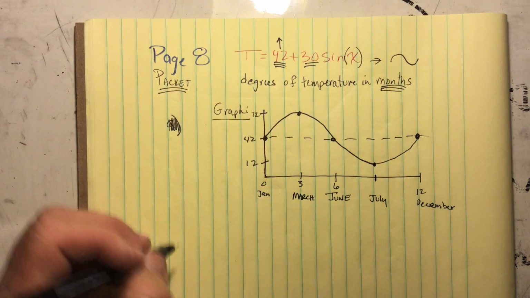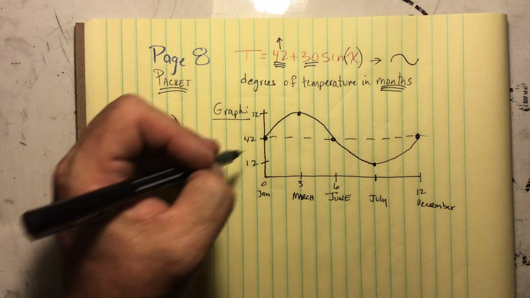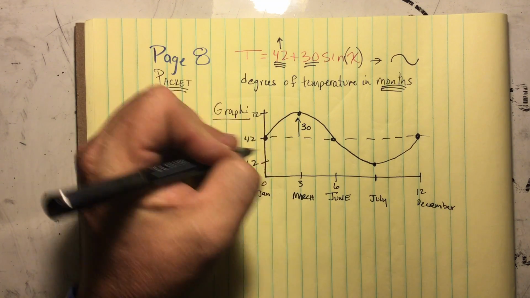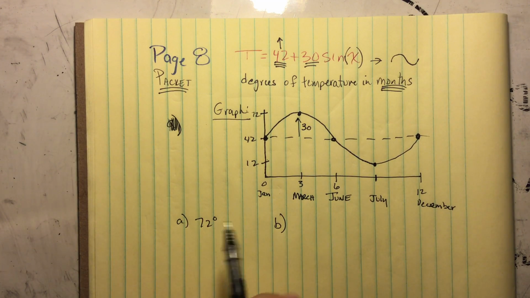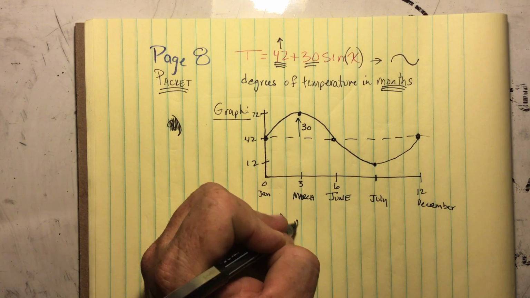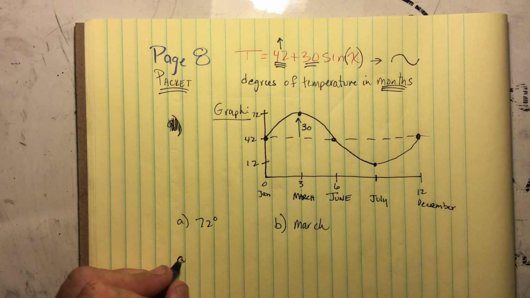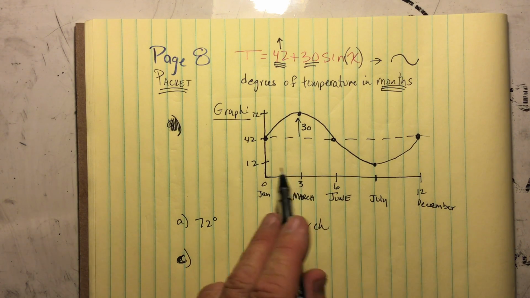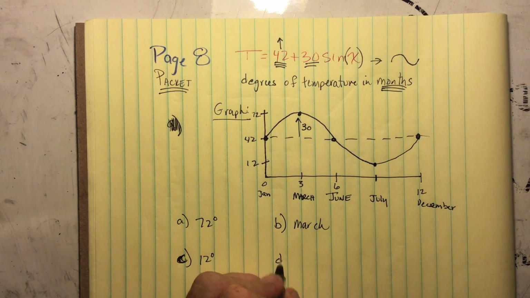So if we look at this and we ask ourselves, A, what is the highest monthly temperature? It's going to be right here, which is 30 degrees higher than the midline, so that's going to be 72 degrees. If we ask ourselves, B, what month does the highest temperature occur? According to this graph, it's going to be in March. If we look at C, what's the lowest monthly temperature, it's going to be 12 degrees. And according to this graph, it's going to occur in July.